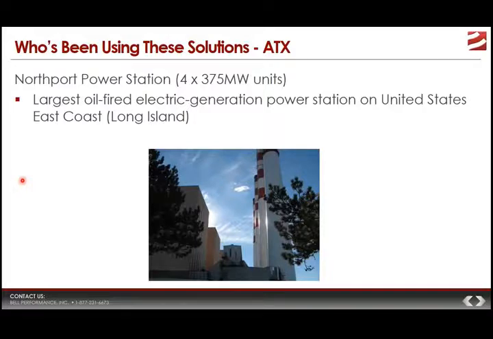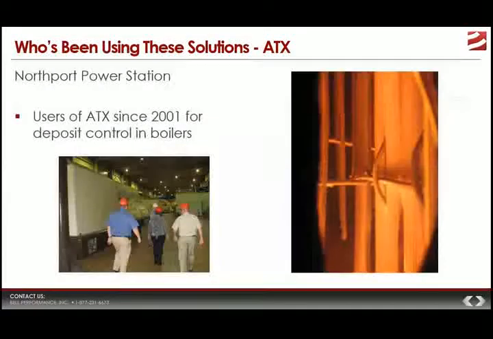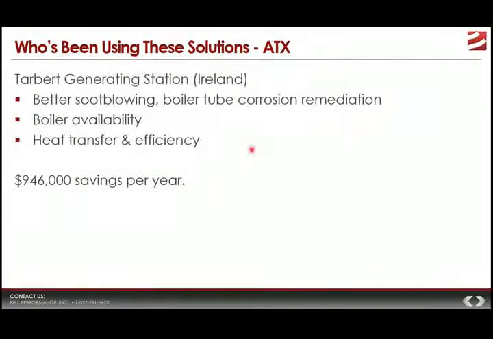Northport Power Station, a 4-unit system that is the largest oil-fired electric generation power station on the east coast of the United States, provides at least 25% of the power for the entire borough of Long Island. They've been using it since 2001. Primarily, their goal has been to reduce deposits for deposit control inside the boilers. And as you can see, pictures taken, heat transfer tubes are clean, looking good. They've been a satisfied user for, this is 2016, so going on 15 years now.